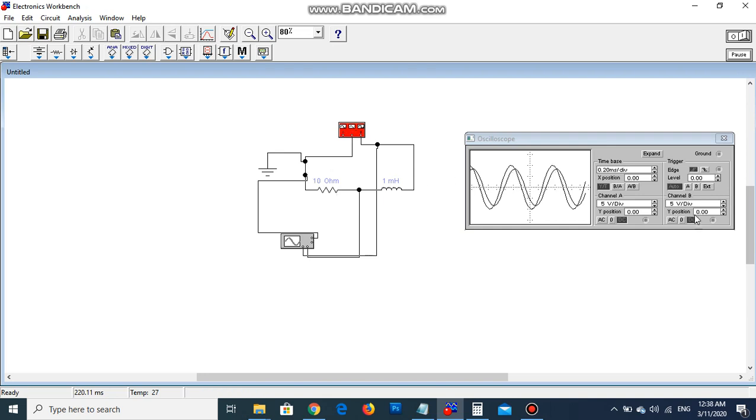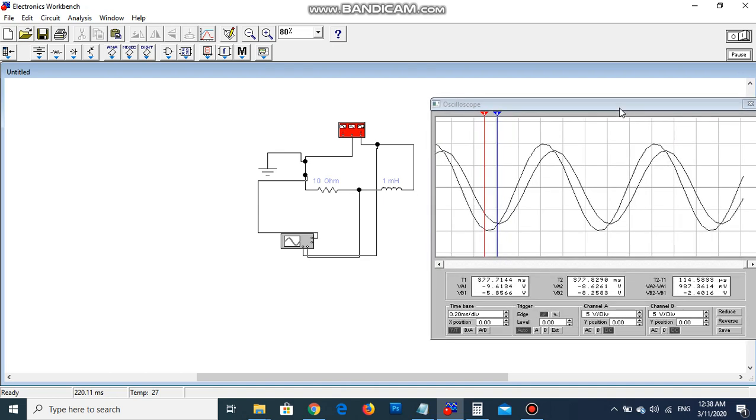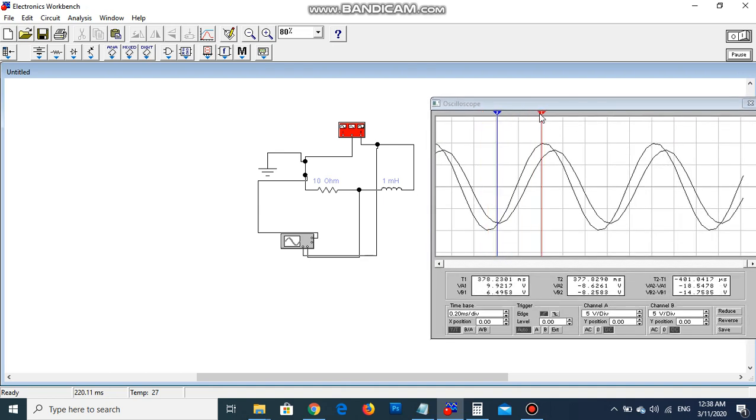Second, we want to see which one leads the other. In the expand form here, I can know which one leads the other. By using a vertical line, I can show this directly. The higher one leads the lower one. Why? Because at this instant, the higher one reaches the maximum, but the lower one does not reach the maximum. It needs more time to reach the maximum. So the higher one leads the other.